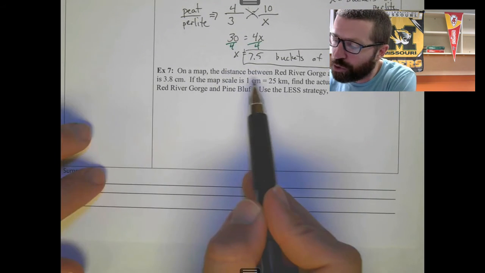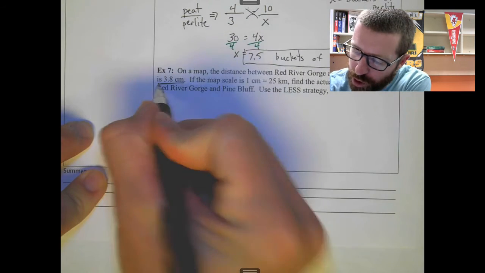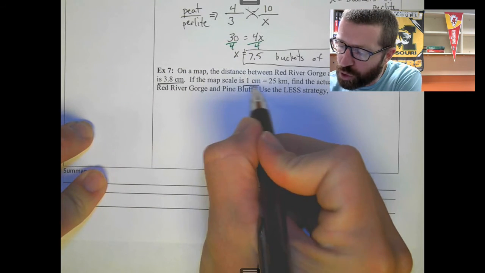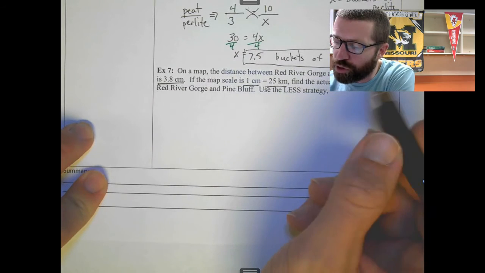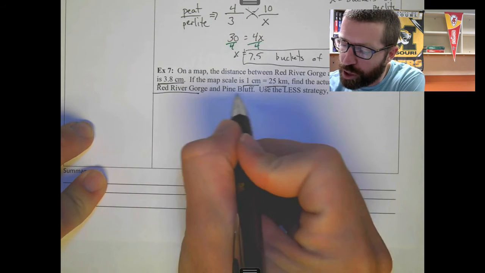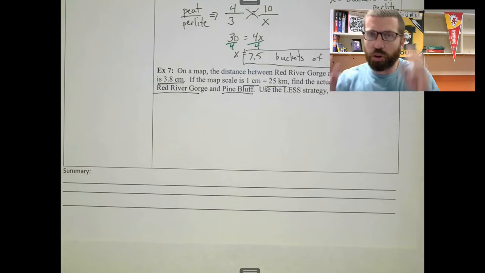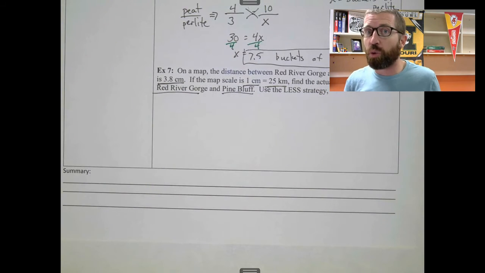So on a map, the distance between the Red River Gorge and Pine Bluff is 3.8 centimeters. If the map scale is 1 centimeter is equal to 25 kilometers, find the actual distance between the Red River Gorge and Pine Bluff. Okay, so there's a number of ways to approach this. We're going to use a proportion.